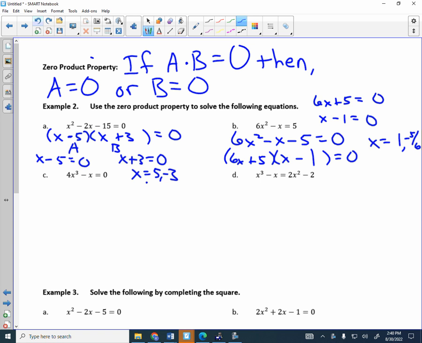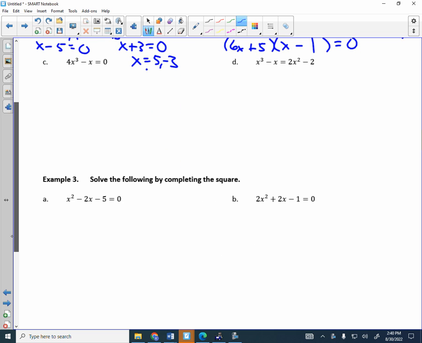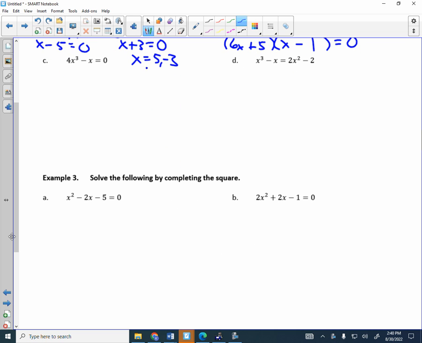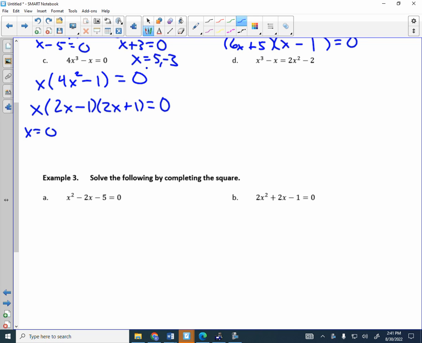Try C on your own. Go. Factor out my x. What's the degree of my polynomial? 3. So therefore I should have all my solutions. 3. So my first one would be this one: x is 0. My second one would be this one right here, which would be 1/2. My third one would be negative 1/2. Yeah?